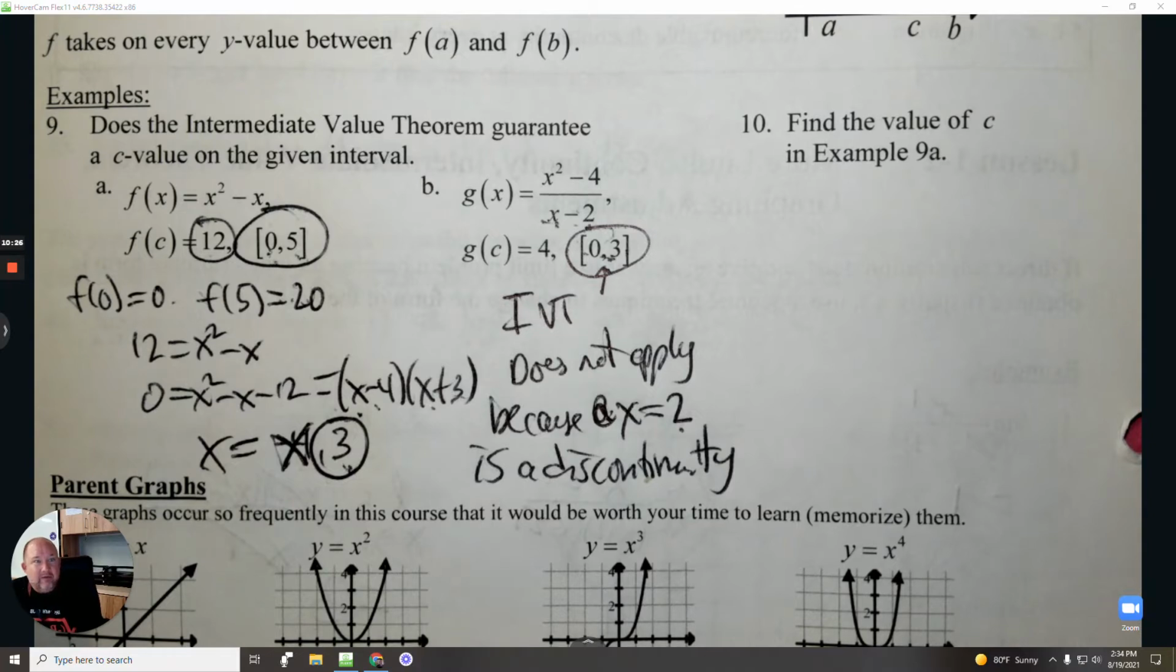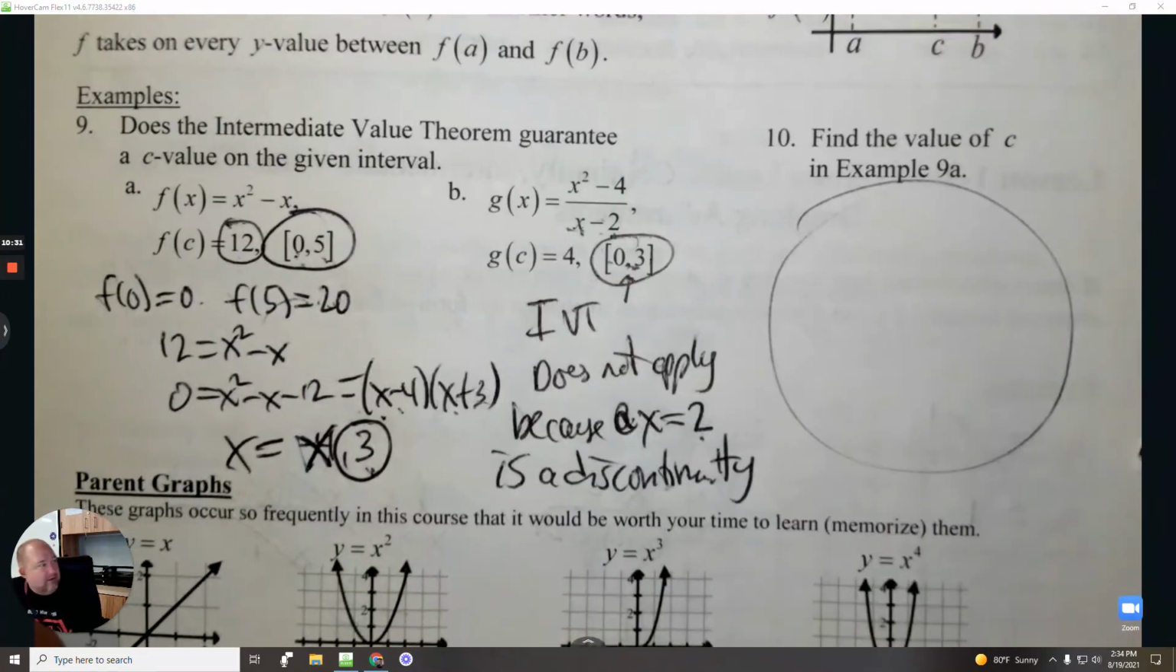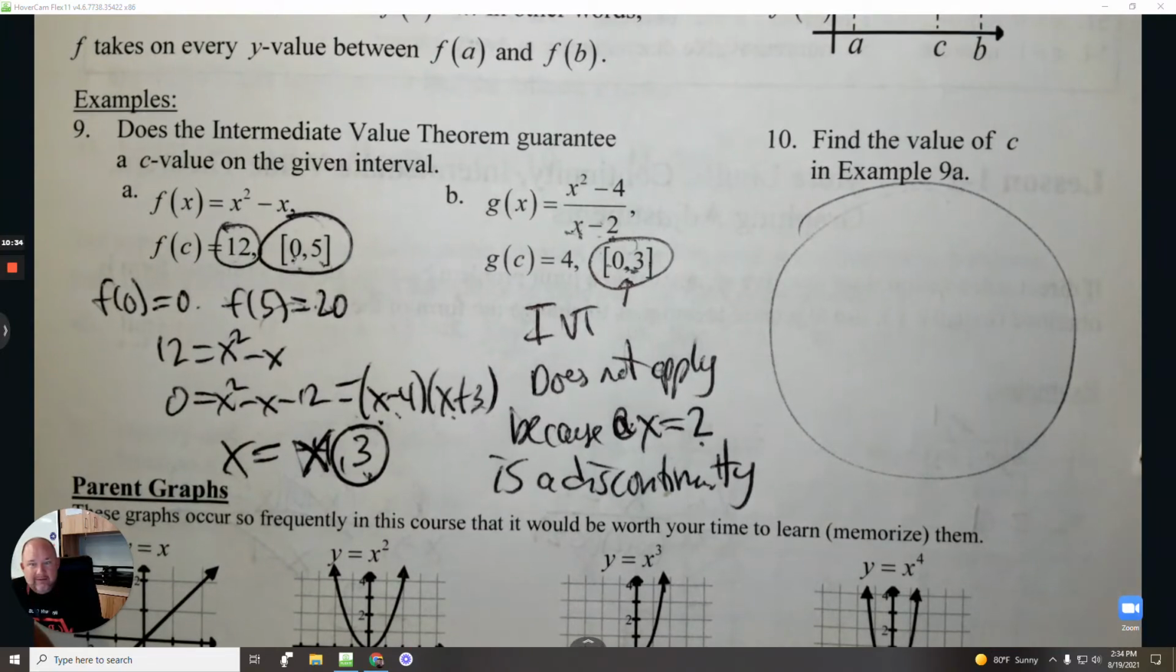It says find the value of c in example 9a. I just did that. So all that work would go right here in terms of what's happening. So I doubled up there ahead of time.